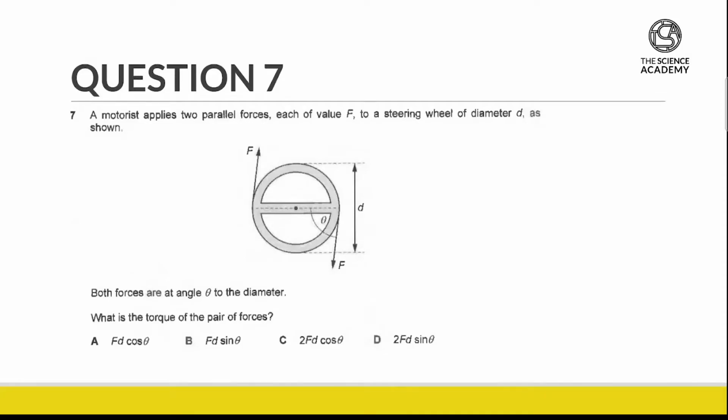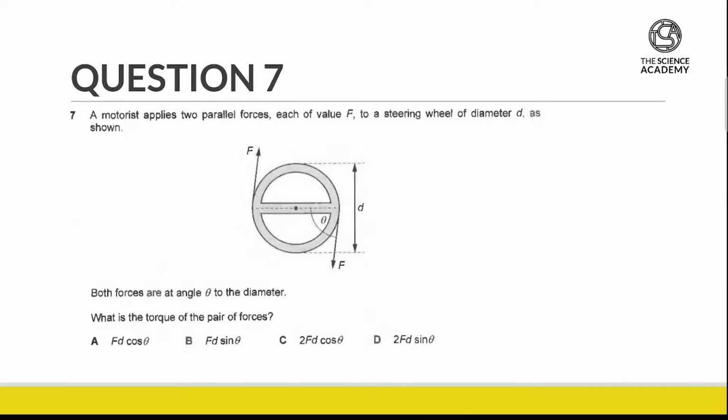So for question 7, we are told that we have a motorist that applies two parallel forces, each of value F, to a steering wheel of diameter D as shown. Both forces are at an angle of theta to the diameter. So the question then asks, what is the torque of the pair of forces?